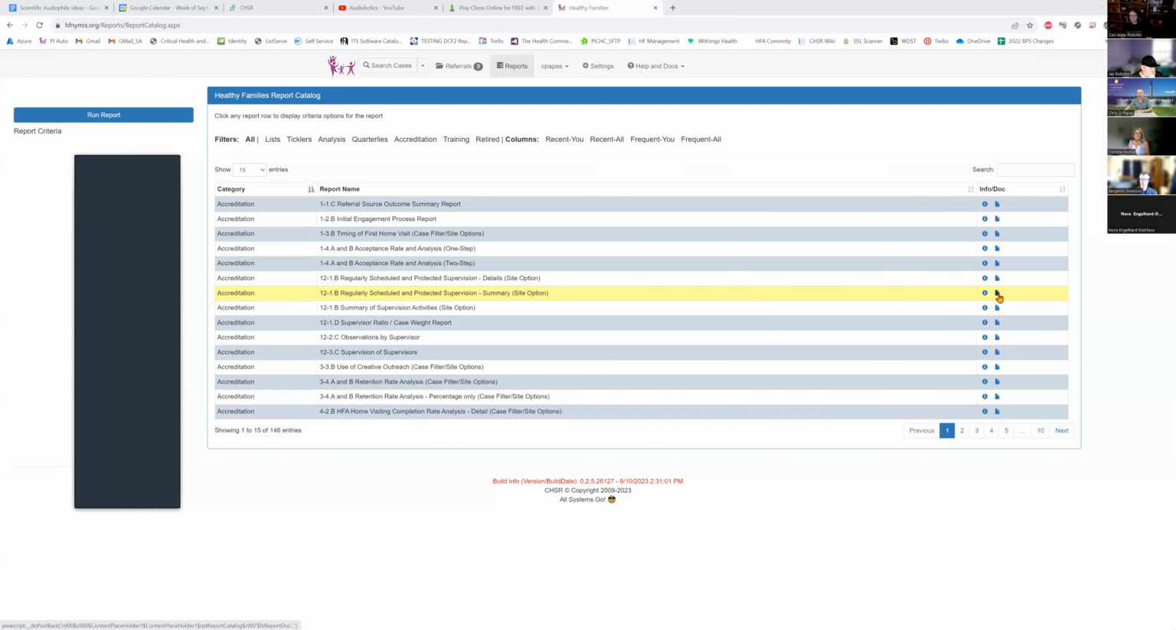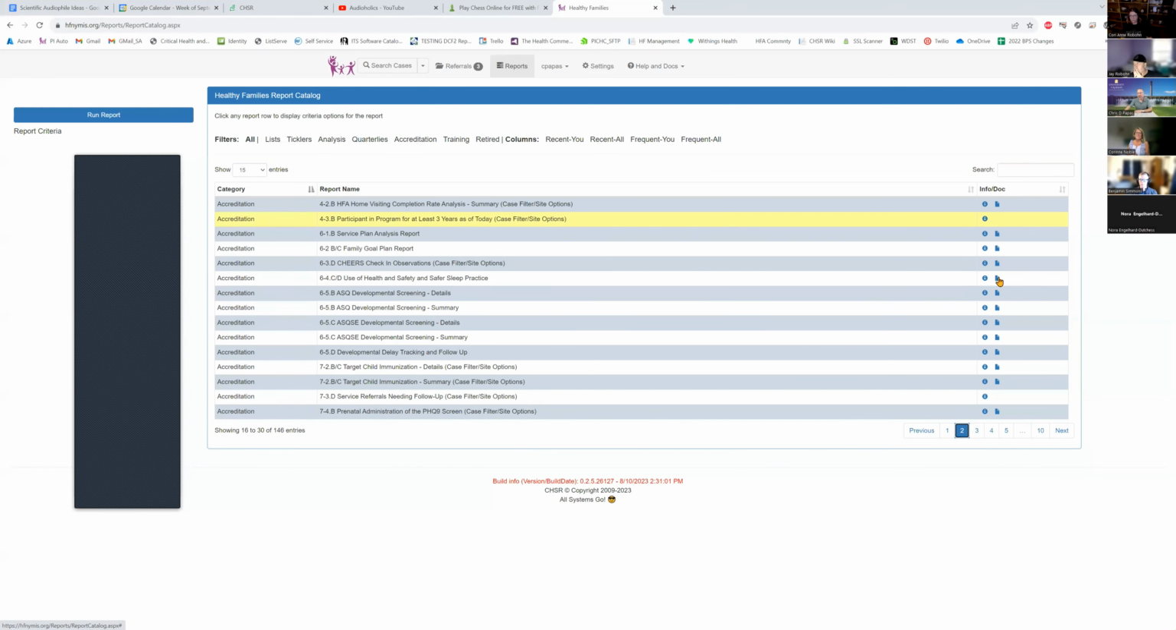Not every single report has documentation. You can see this one's missing some. We're trying to work on all of them, but most of them should have documentation. So definitely take a look at those, and you should hopefully get an answer to your question. If you don't get an answer to your question from the documentation, that actually helps us. We can actually modify the documentation so it makes it easier to understand for people in the future.